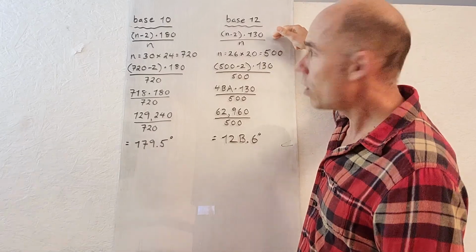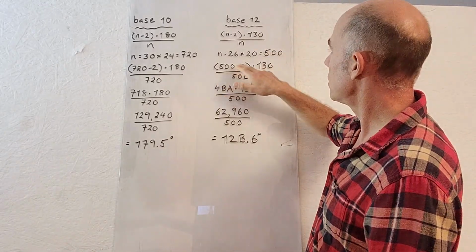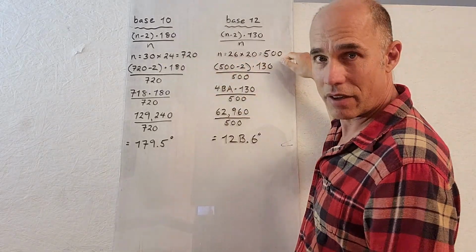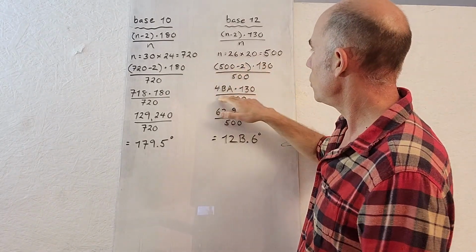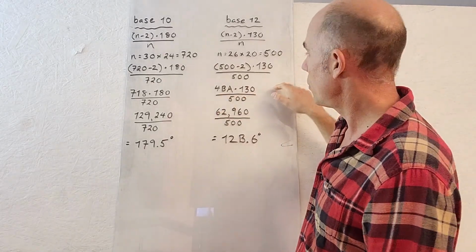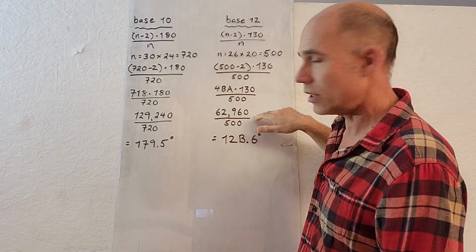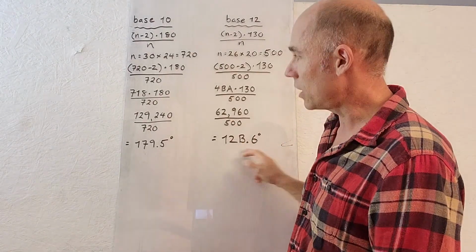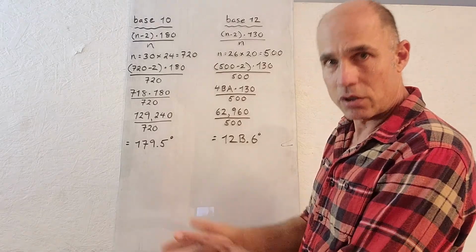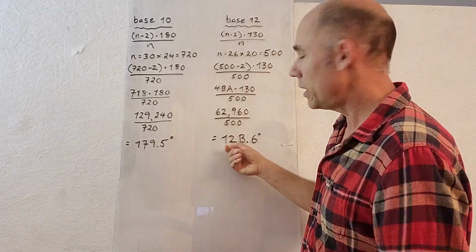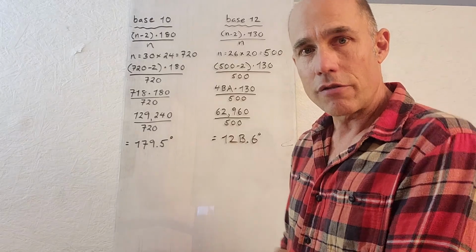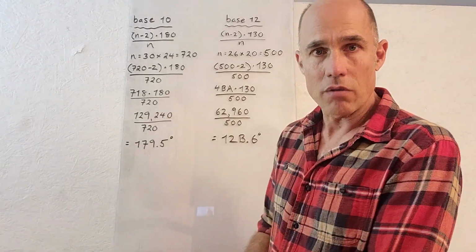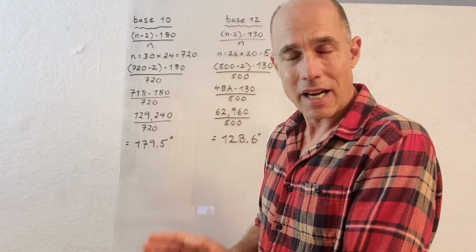So in base 12, what that works out to is, again, 26 times 20, same numbers, we get 500 in base 12, minus 2 is 4BA, multiplied by 130 is 62,960, divide that by 500, we get 12B.6. Again, same number, but just the base 12 version. Basically now we are half a degree from 180 degrees, or 130 in base 12. So that's the degree inside the circles.